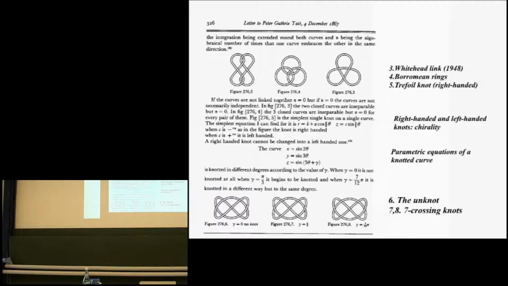I'm still not sure. This is the unknot. And this is the seven crossing. Is it seven crossings? I think so. I think it's actually the same knot, is it not? But anyway, that will come out in the tutorial, no doubt, this afternoon.